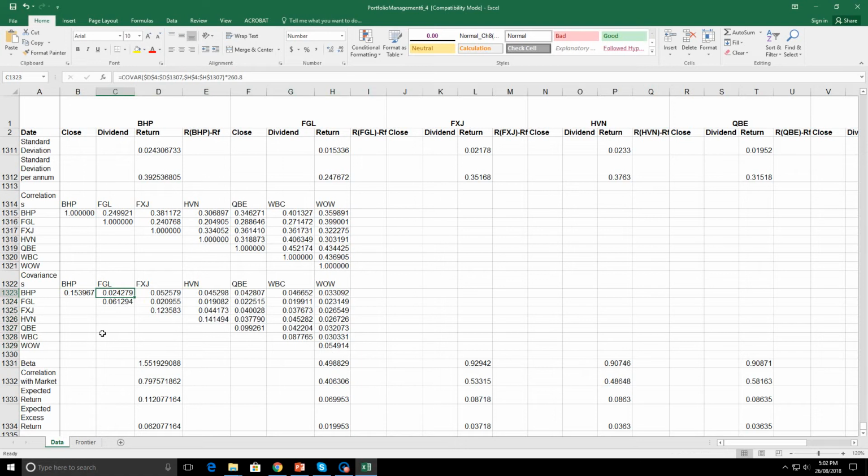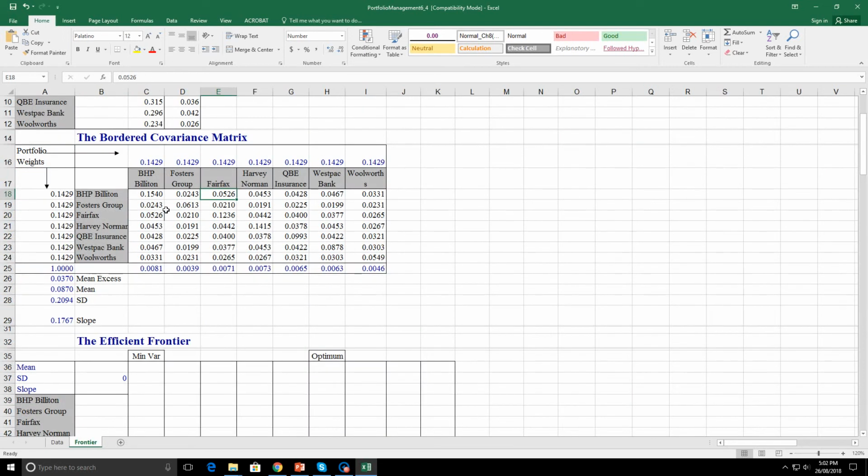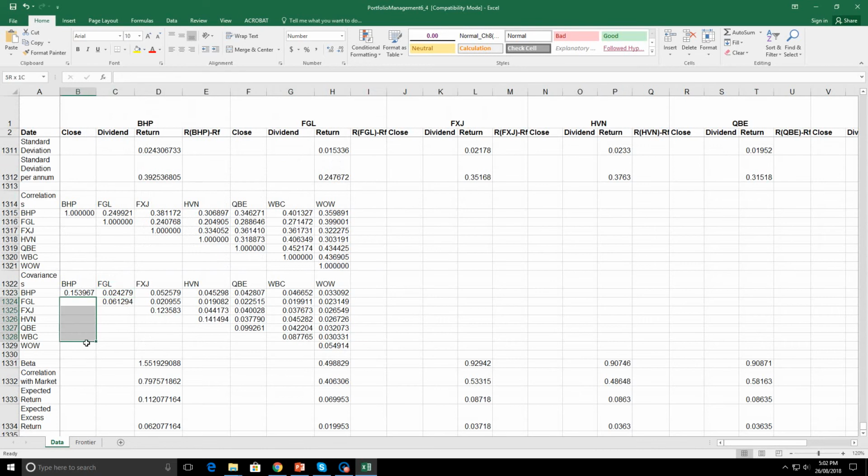For example, the BHP and Foster's Group covariance is 0.024. Each of these numbers represents the covariance between a pair of stocks. I have simply filled up the other part of the covariance matrix, and you can remember that this other part is simply the mirror image of the top part.